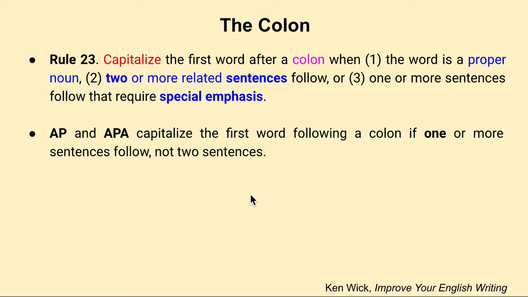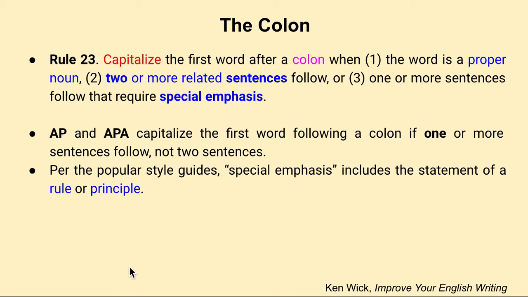So I point that out because if you're following the AP, then you just substitute right here. Instead of 2, you just substitute the word 1. And same with the APA. You just substitute the word 1 instead of 2 right here. And per the Chicago Manual of Style, special emphasis includes a statement of a rule or principle. Basically, you're trying to draw emphasis to it, and that generally occurs when you're discussing a rule or a principle.